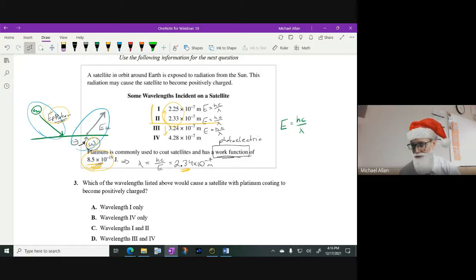Well, the ones that have the lower wavelengths, so 1 and 2. This is really close, but it's enough. It has to be just enough to get it outside the metal, and then off it goes, whatever's left over. So it's going to be 1 and 2 in this point.